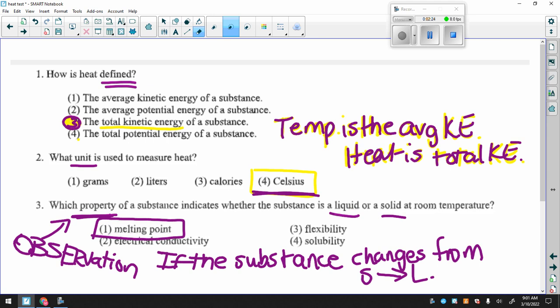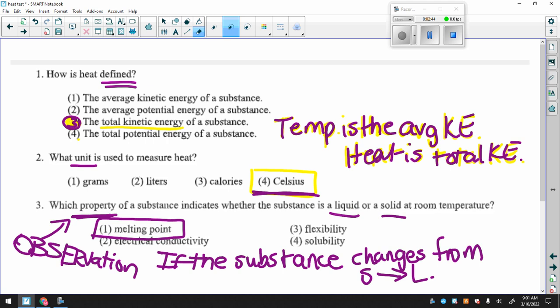If you got this wrong, you're writing: How is heat defined? So that would be number 1. The number 2 would be the total kinetic energy of a substance. The number 3 would be temperature is the average. You don't have to write heat as the total again. That would be redundant. Is that the only one you got wrong, Jaylene?